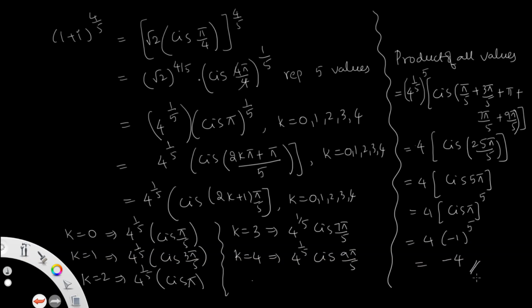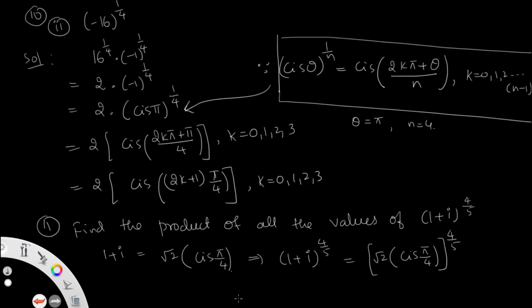This is the answer. So first write 1 plus i in the cis form. In the previous step, 1 plus i is nothing but root 2 into cis pi by 4. Next, write 1 plus i whole to the power of 4 by 5, with the power raised to 4 by 5.